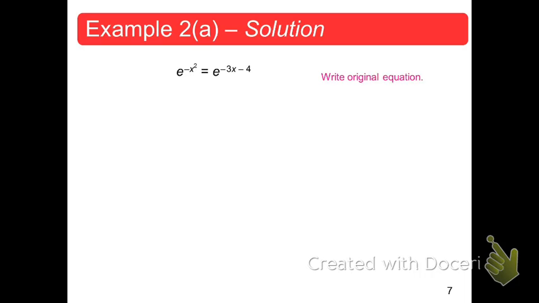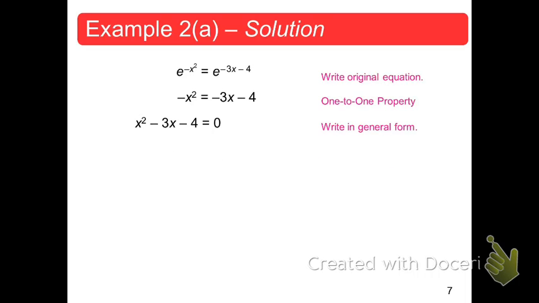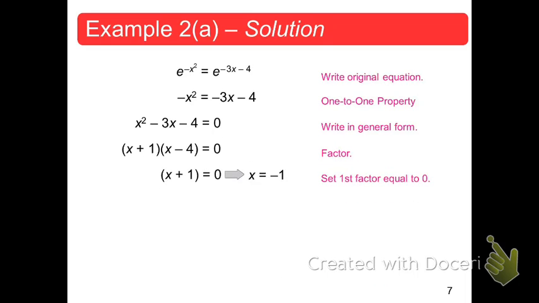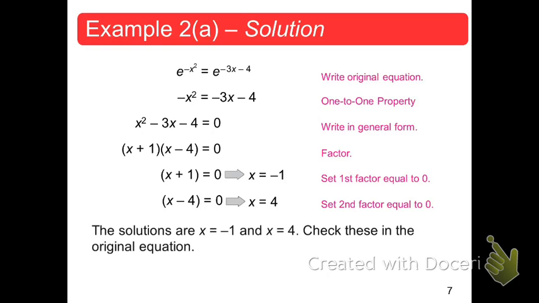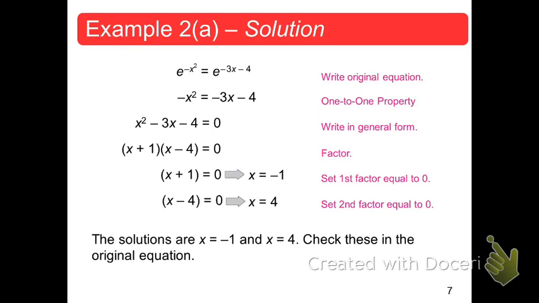So now let's look at this again. We see we use the one-to-one property to get to -x squared is equal to -3x minus 4. Then we write it in the general form so that we can factor both sides. And once we factor both sides, we get our two solutions. x is equal to -1 and x is equal to 4. Then, of course, we always want to check these in our original. And as we mentioned before, it's an exponential, so any value will hold.